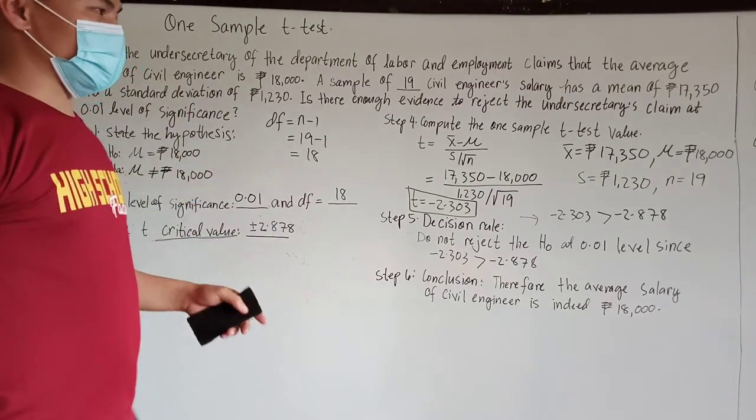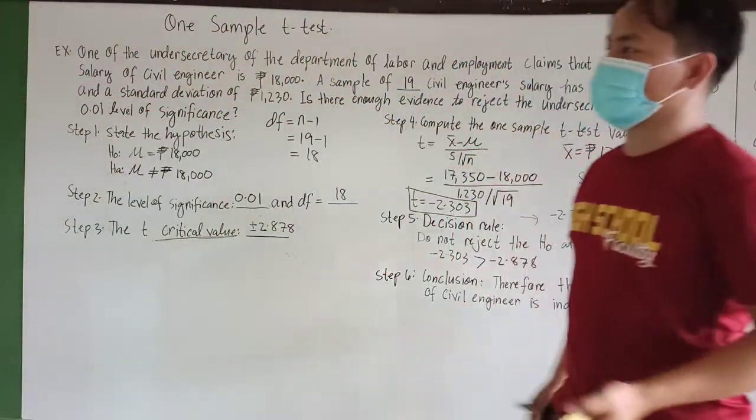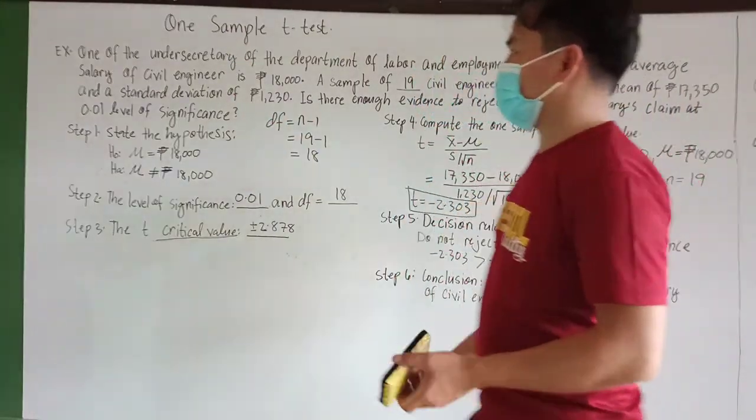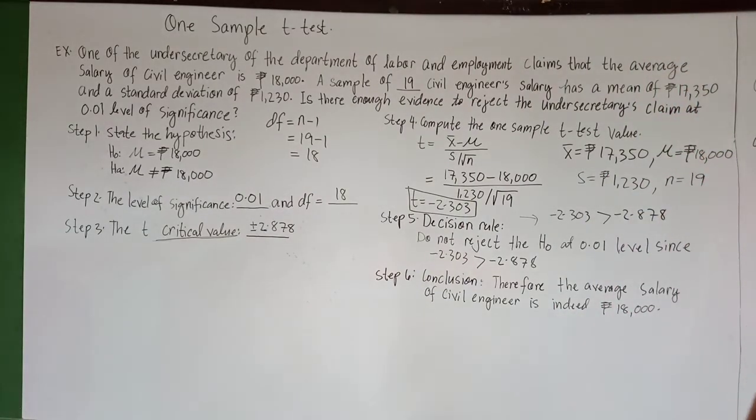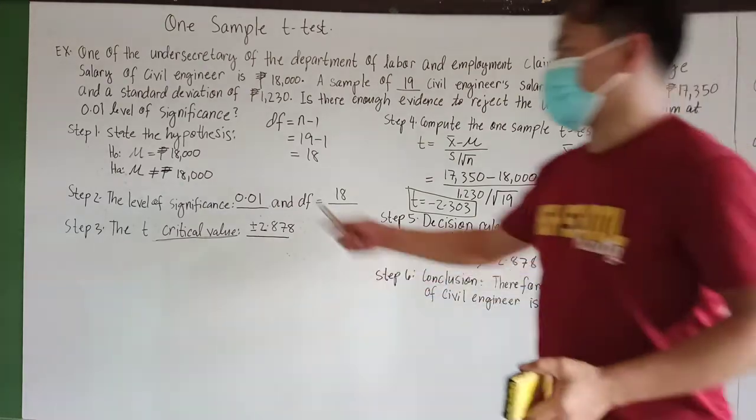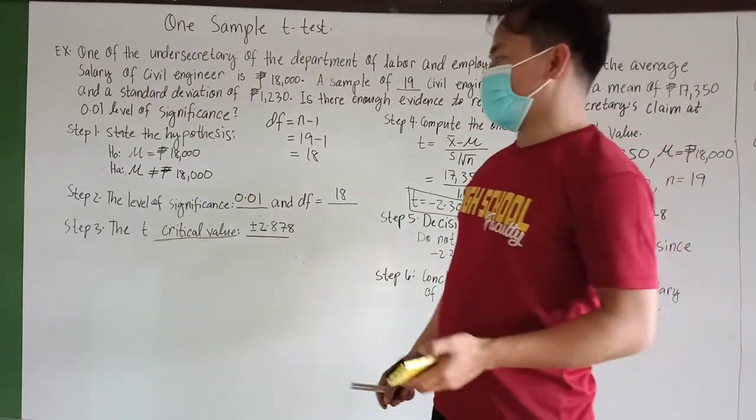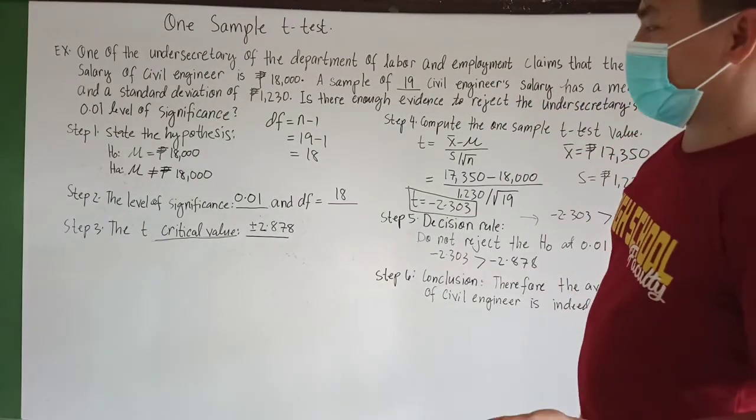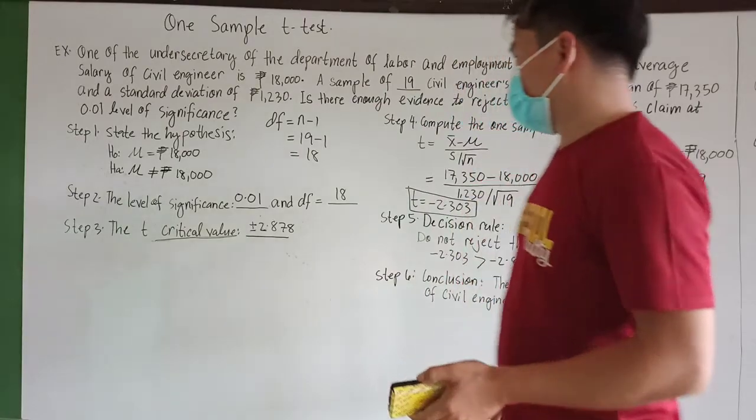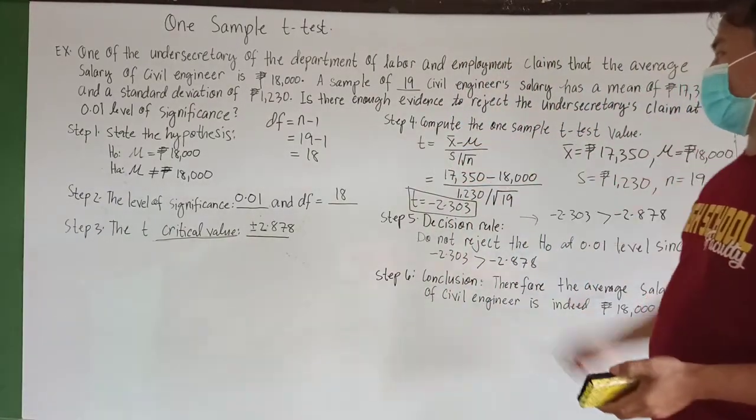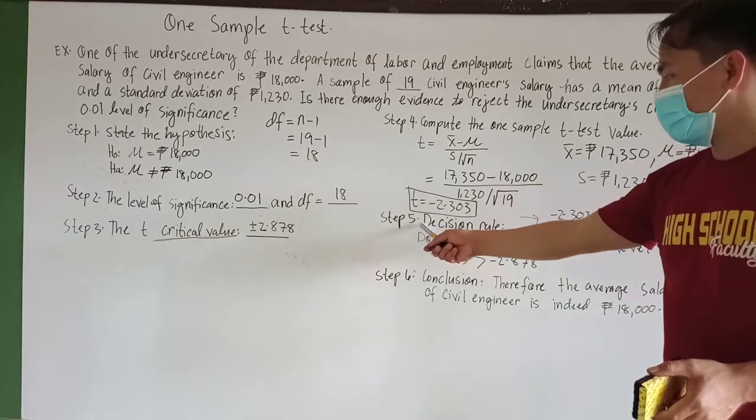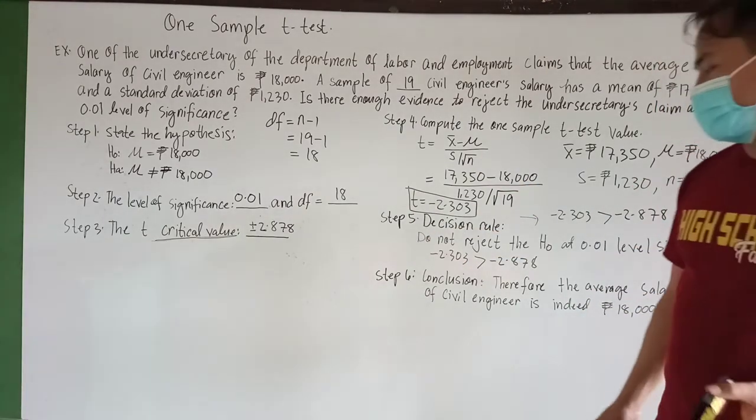So these are the steps that we are going to apply, particularly in solving a situation that is concerned about one sample t-test. So there are 6 steps. The first one is state the hypothesis. Number 2, the level of significance. And step number 3, we still have to identify the critical value. Then step number 4, compute the one sample t-test value. Next is step number 5, decision rule, and the last one is conclusion.